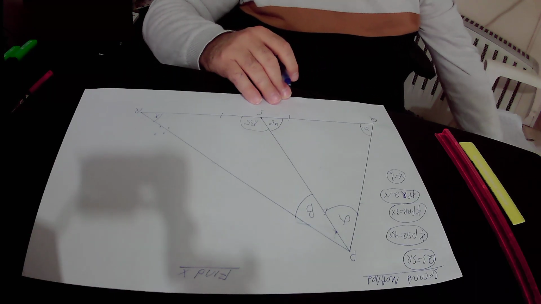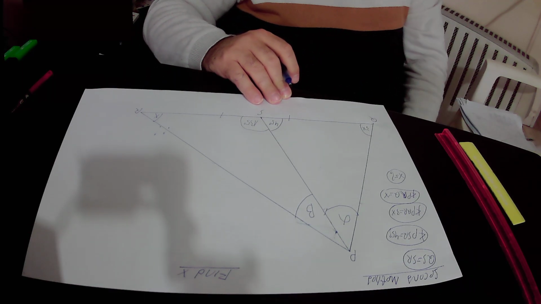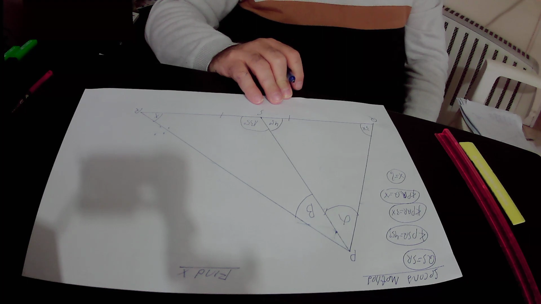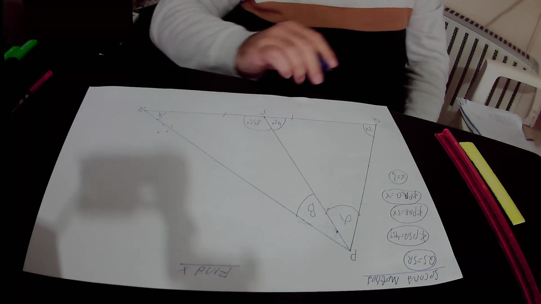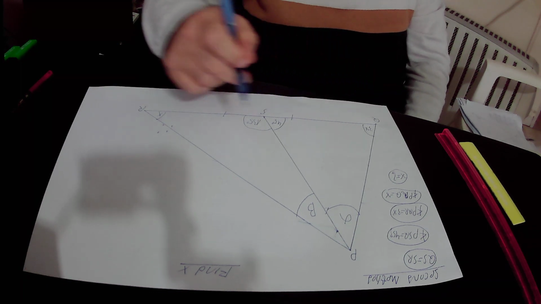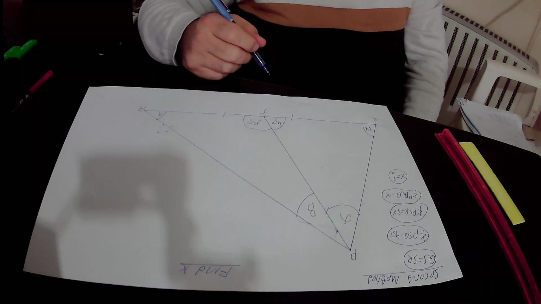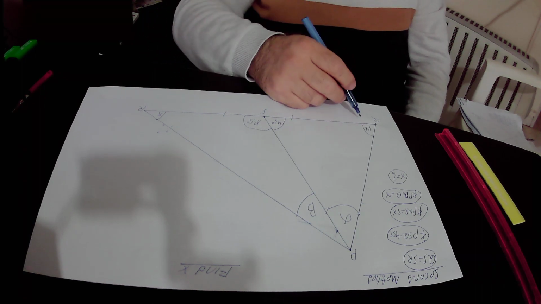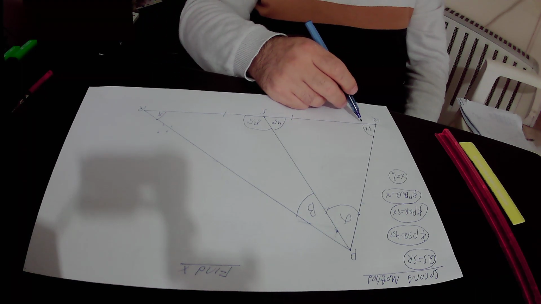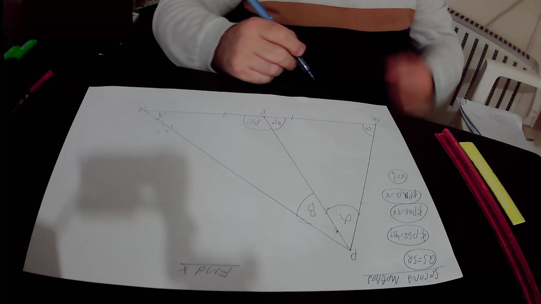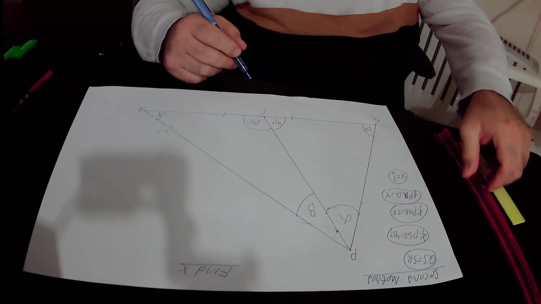So here we will do a construction. We will draw from point Q a straight line to PR in such a way that the angle that will be created here will be x. Okay.